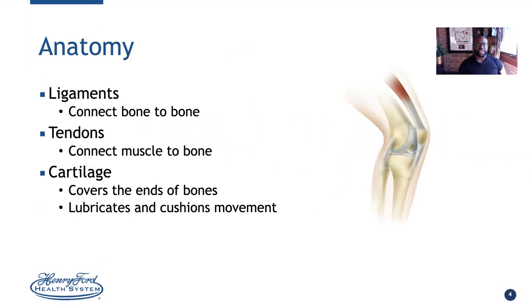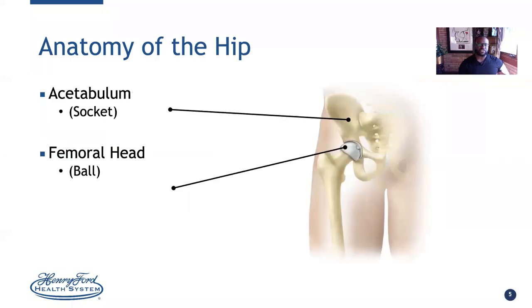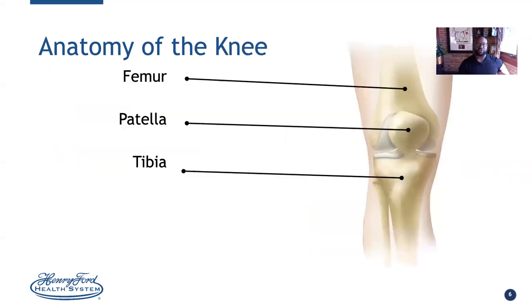So basic anatomy, ligaments connect bone to bone and tendons connect muscle to bone. Cartilage is what actually covers the end of the bones and lubricates the ends of the bones and provides a little bit of cushion for the joint itself. In the hip, you've got the socket portion, which is the acetabulum, and the head, which we commonly refer to as the ball. So the femoral head and the acetabulum are the anatomic names for these.